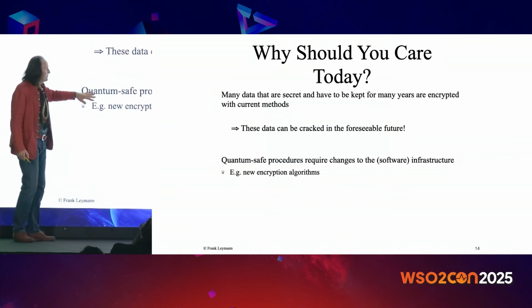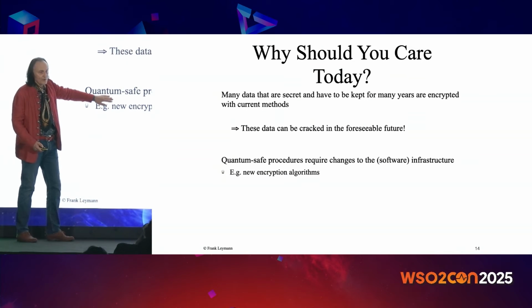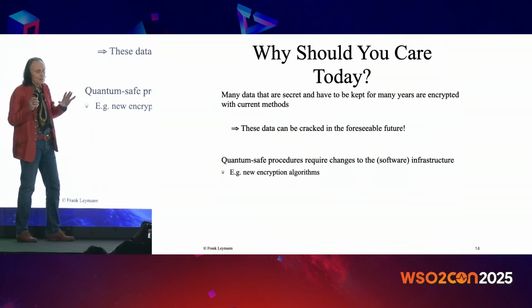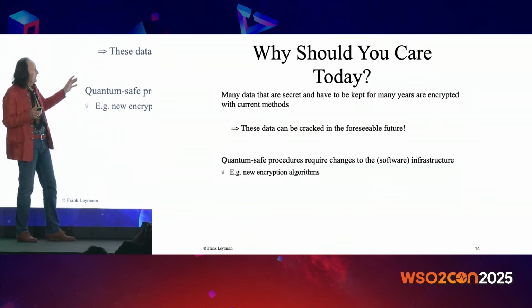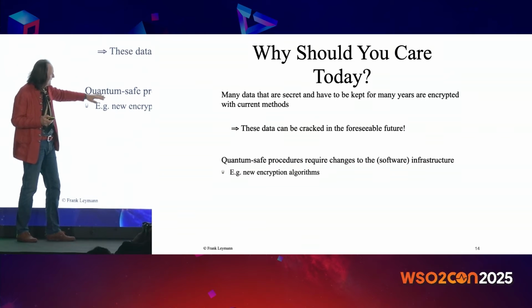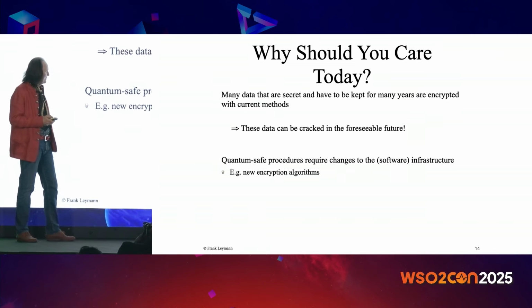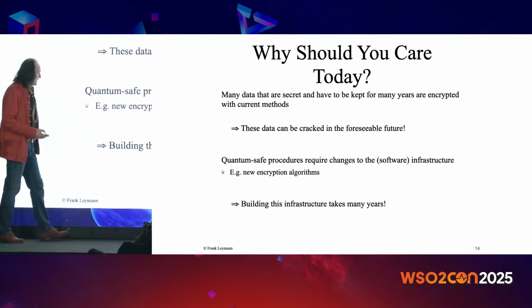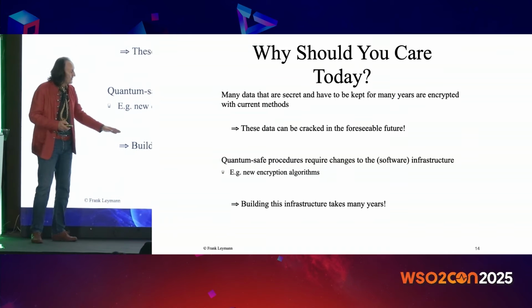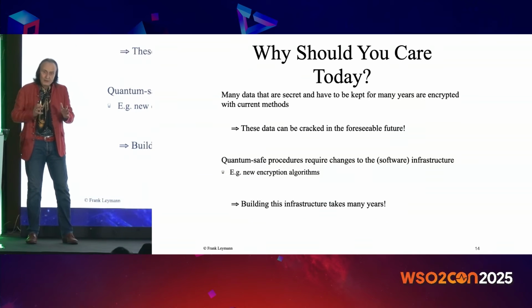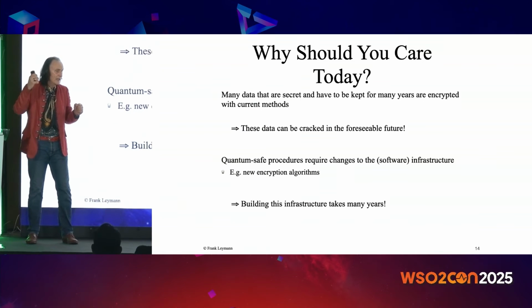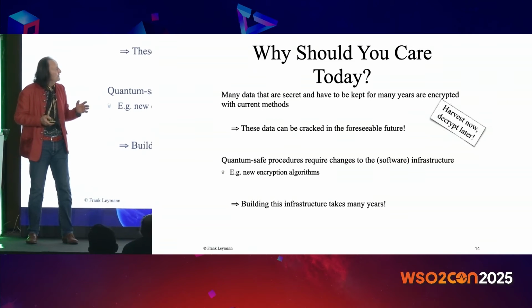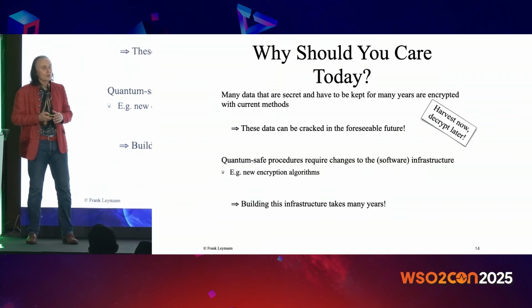And that means we need quantum-safe procedures that can't be cracked by a quantum computer, and we need a software infrastructure that implements and contains quantum-safe algorithms. That means we need new encryption algorithms. And building this infrastructure takes many years. But in parallel, the vendors of quantum computers spend lots of money and effort and resources to build this kind of powerful computer. And what is happening as we speak is something that is called harvest now, decrypt later.